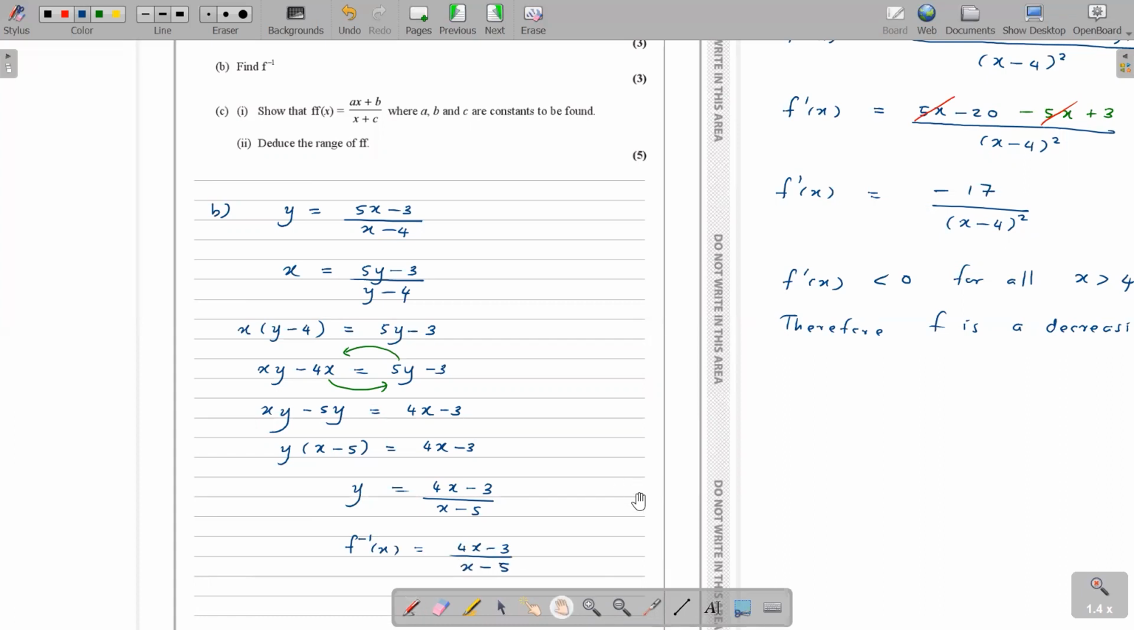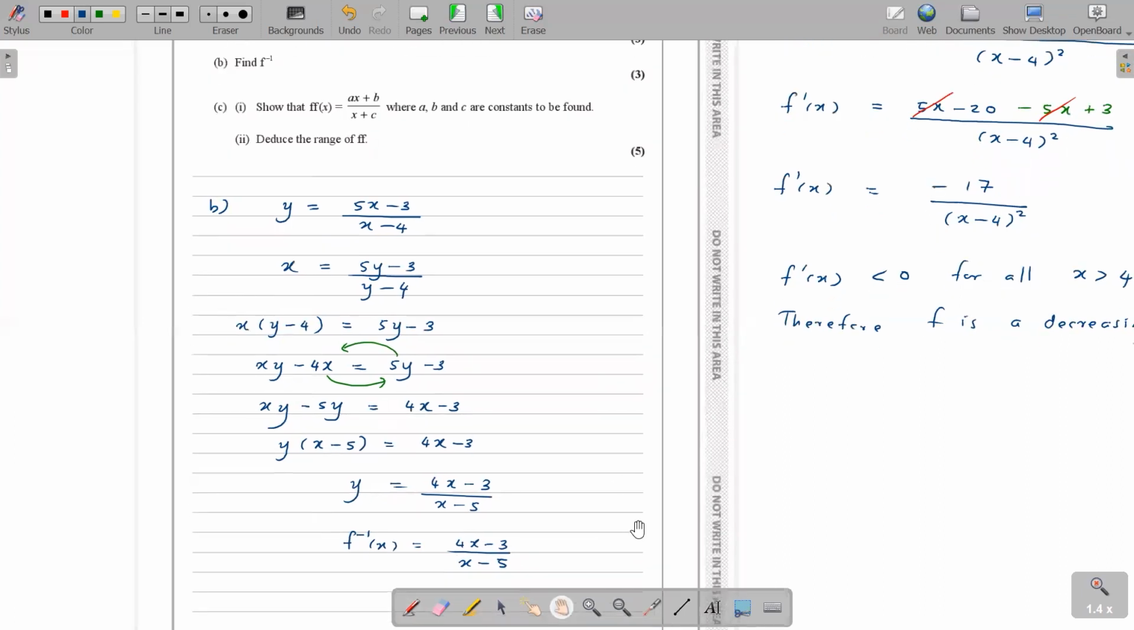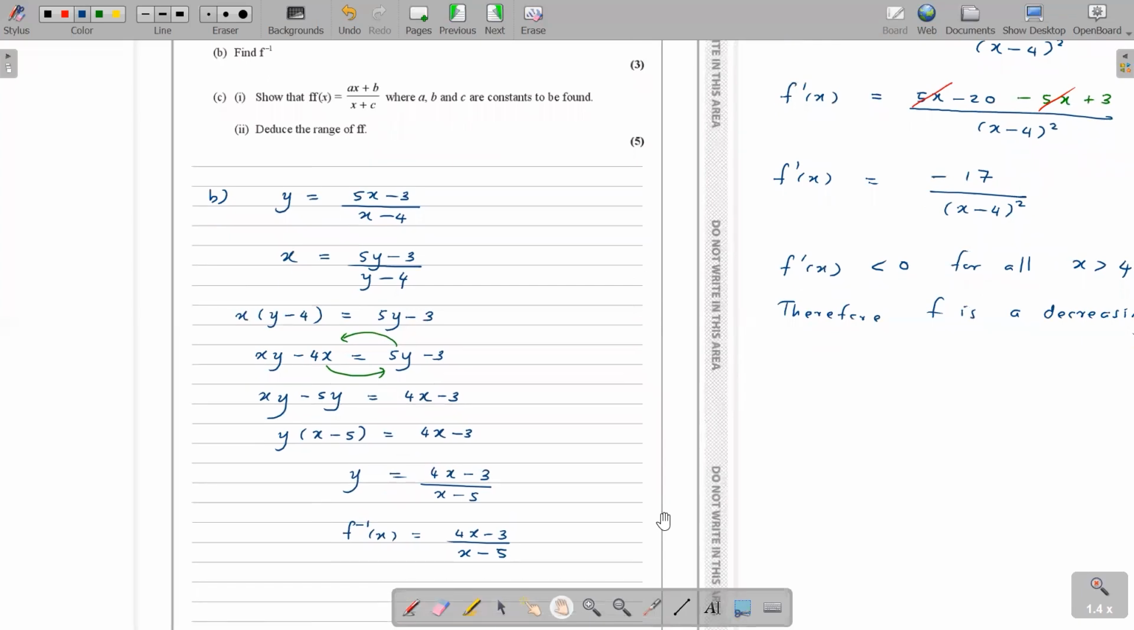So whenever they ask you to find f inverse, there's one thing. This is not just only finding the inverse value. There's one more additional thing that you must always do whenever they ask you to find the inverse function. What is it? You must state its domain. So 2 marks for this and 1 mark for stating the domain. So let's get the domain as well.